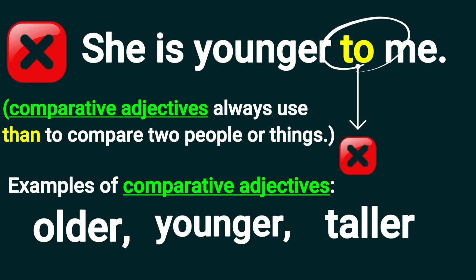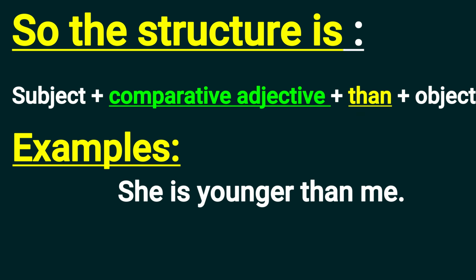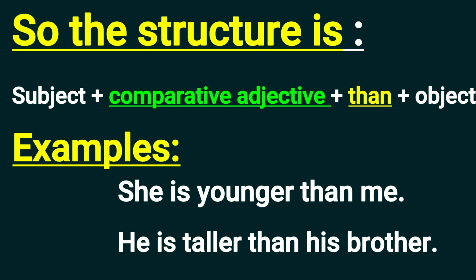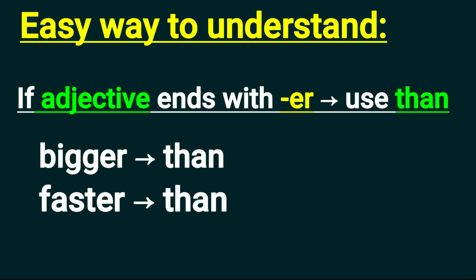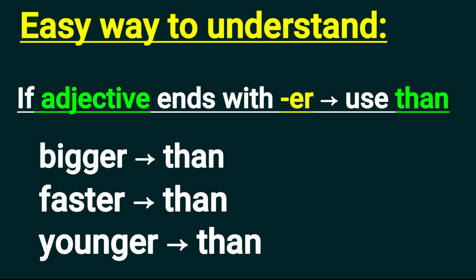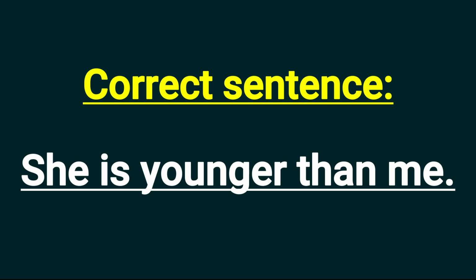Examples of comparative adjectives are older, younger, taller. So the structure is subject plus comparative adjective plus than plus object. She is younger than me. He is taller than his brother. So easy way to understand is if adjective ends with er, use than, like bigger than, faster than, younger than. The correct sentence is she is younger than me.